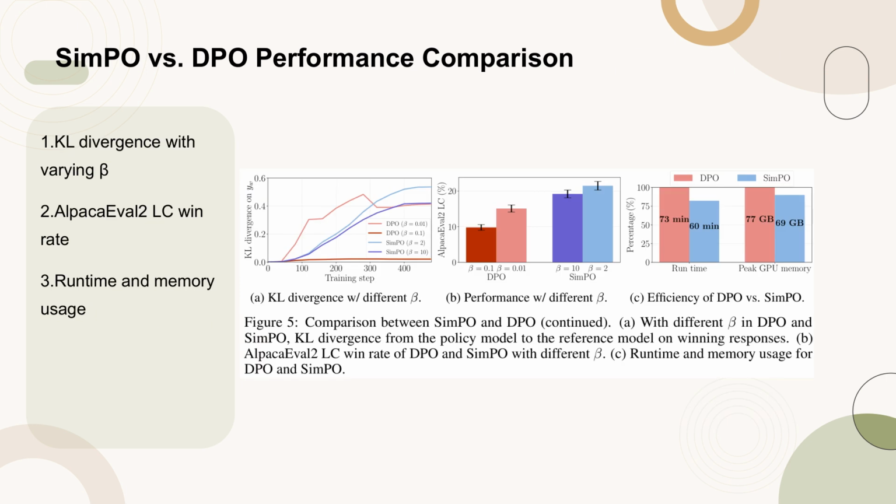Figure 5 provides a detailed comparison between SimPO and DPO models. Part A illustrates the KL divergence from the policy model to the reference model on winning responses under different beta values in both DPO and SimPO. Part B shows the AlpacaEval 2 LC win rate for DPO and SimPO with varying beta, highlighting their performance differences. Lastly, Part C presents the runtime and memory usage metrics for both models, offering insights into their efficiency.